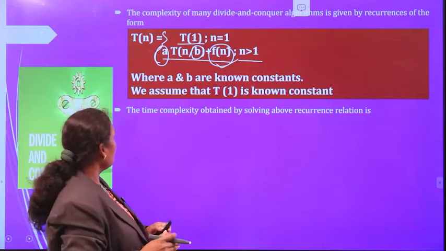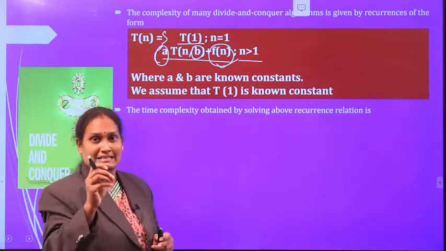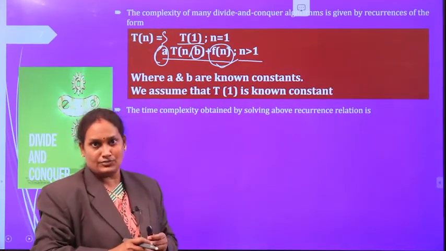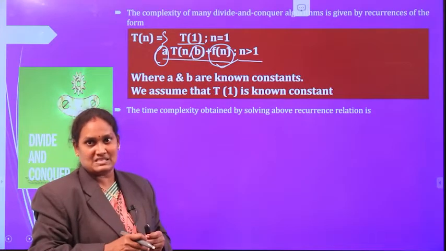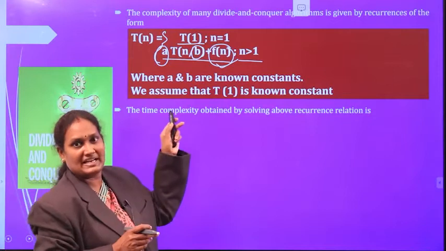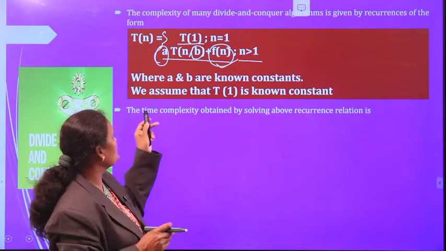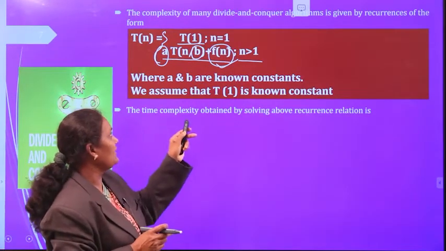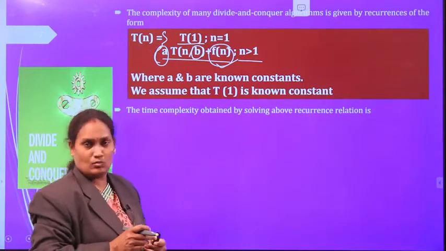Here, the recurrence relation for the time complexity of divide and conquer algorithms is represented by T of n is equal to T of 1 when n is equal to 1, and A into T of n by B plus f of n when n is greater than 1.